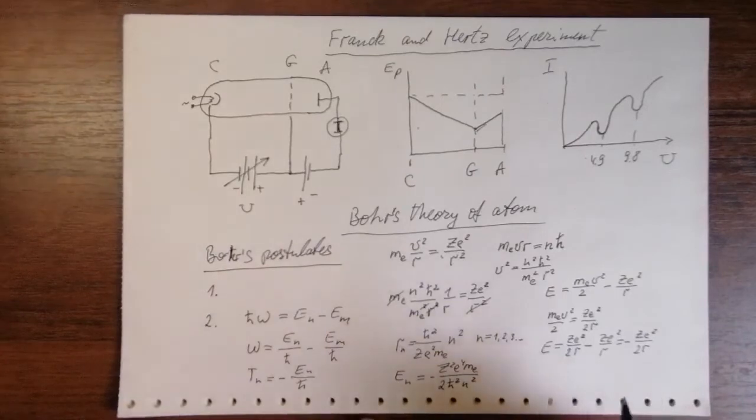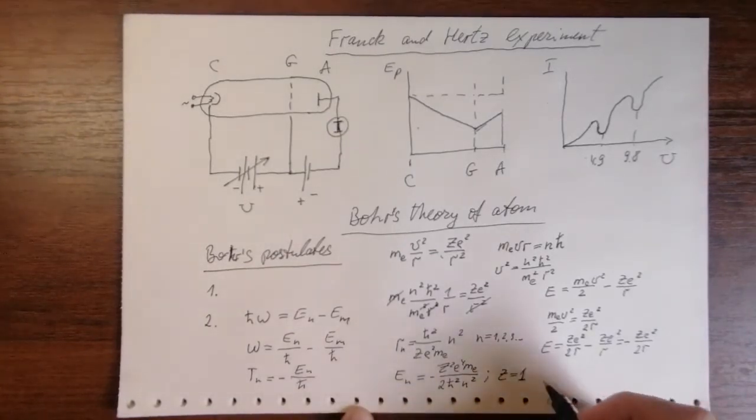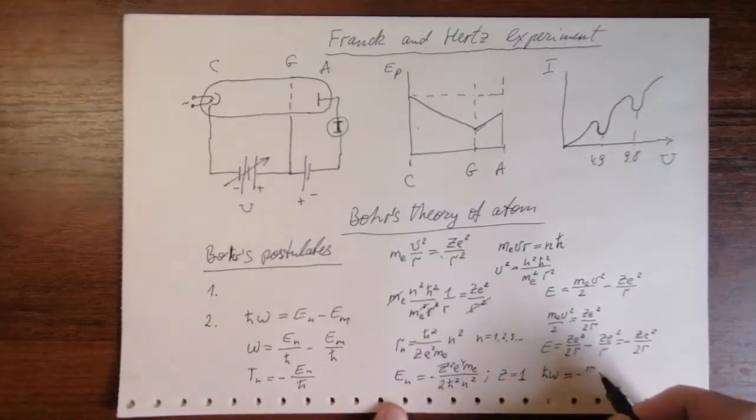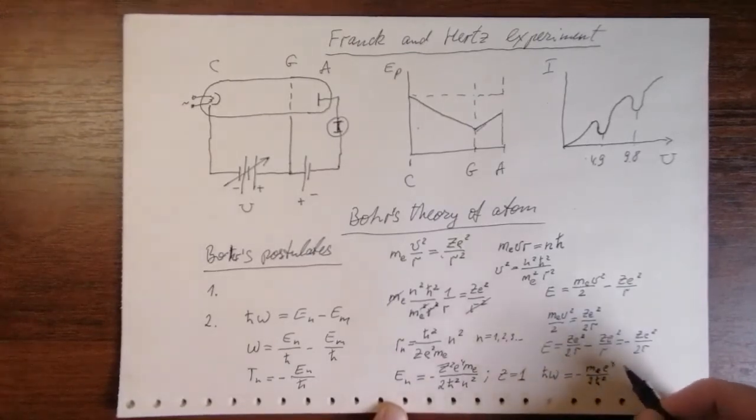In the case we have hydrogen, as in the Balmer series, then Z is 1 for hydrogen, and we obtain that h omega is minus me e to the 4 over 2 h squared, times 1 over n squared minus 1 over m squared.